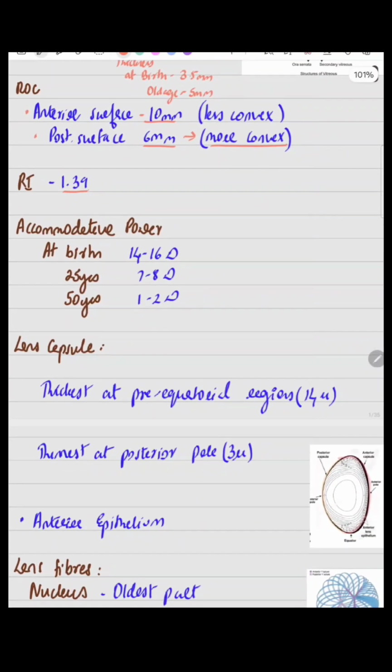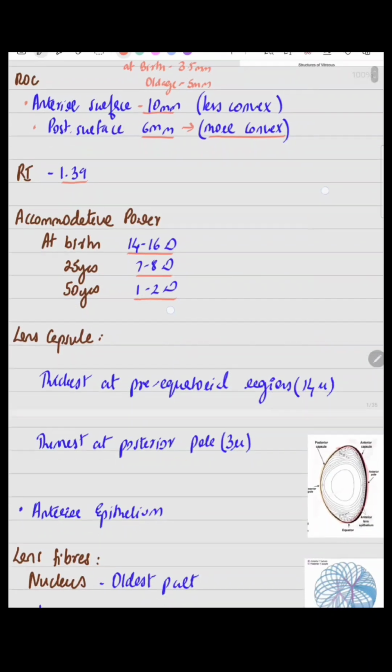Dioptric power is 16 to 20 diopters. Accommodative power at birth is 14 to 16 diopters. At 25 years it becomes 7 to 8, and by 50 years it becomes 1 to 2 diopters.